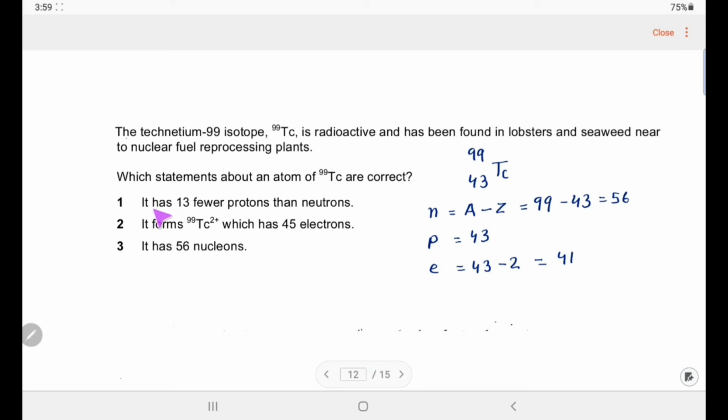Now matching the statements: it has 13 fewer protons than neutrons. Over here the number of protons is 43 and the number of neutrons is 56. The difference is 13, so there are 13 more neutrons compared to protons, meaning it has 13 fewer protons than neutrons. The first statement is correct. Technetium 2+ has 45 electrons? It has 43 electrons, but when it loses 2 electrons, it becomes 41. So this is an incorrect option. It has 56 nucleons? No, the nucleons total 99. The 56 are neutrons, not nucleons. So it is incorrect. The correct choice is 1.